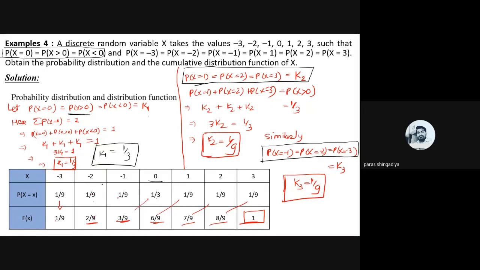And now create the F(x) values. The answer for -3 is 1/9, so 1/9 stays as it is here. Next will be 1/9 plus 1/9, so it is 2/9. Next is 2/9 plus 1/9, it is 3/9. Okay, 3/9 plus 1/3, that is 6/9 you will get. 6/9 plus 1/9 is 7/9, and then 8/9, and 8/9 plus 1/9 you will get 1. The last value should be 1 here. So this is the answer for the distribution function.